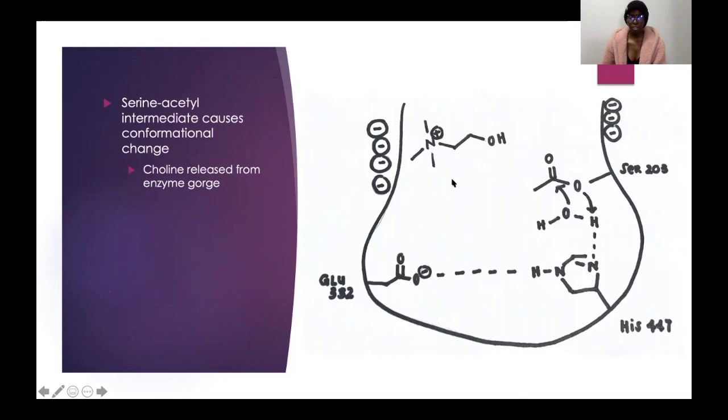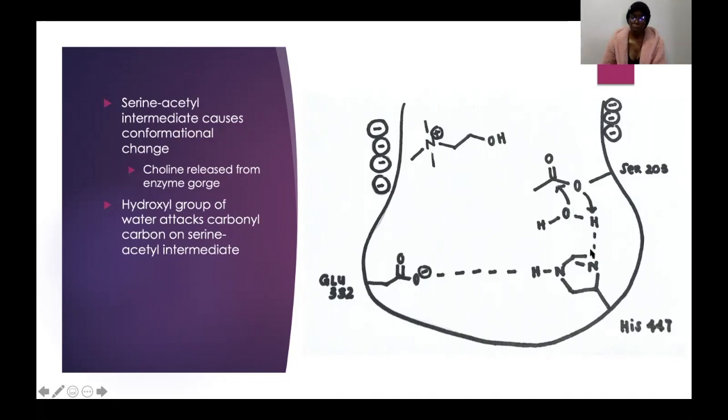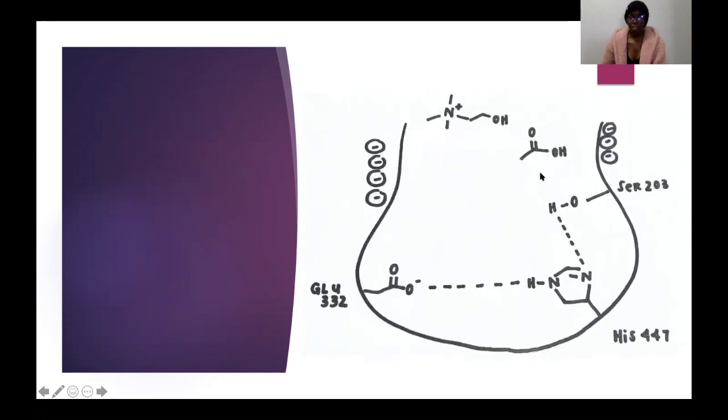This formation actually causes the conformational change of the enzyme, which allows the release of choline from the gorge. And at the same time, the hydroxyl group of the water being held by this histidine attacks the carbonyl carbon of the serine acetyl intermediate. And that serine acetyl intermediate actually uses its oxygen to nab that proton and restabilize its bond with the histidine. And then once that is complete, the acetic acid is finally formed and then released from the gorge as well.